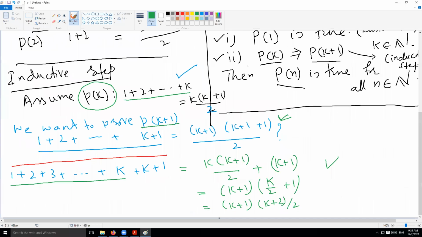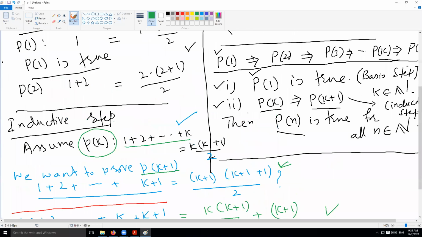So that's really the proof by induction. First, prove that your given statement is true for 1. And prove that every kth statement implies, pushes, the k plus 1th statement to become true. If you can prove this, then by the principle of induction, the entire statement is true.